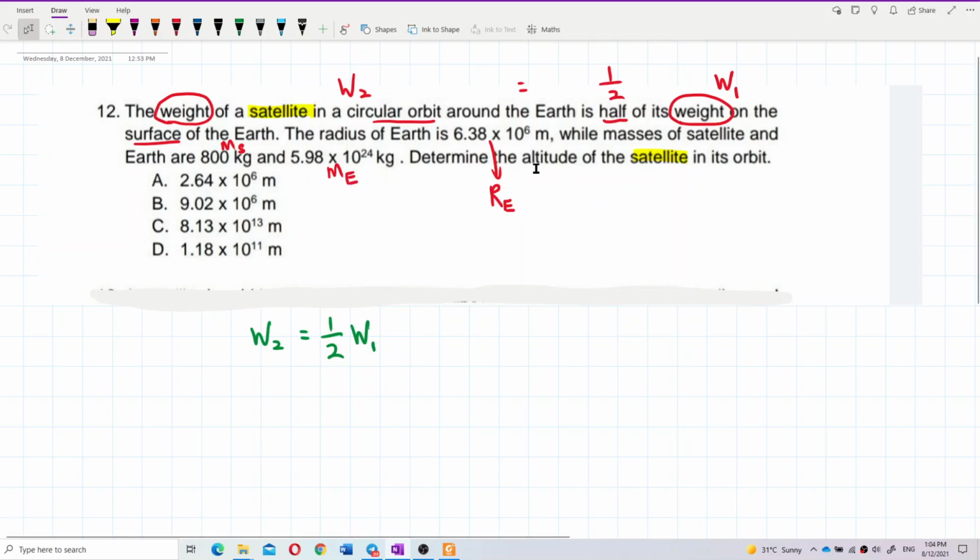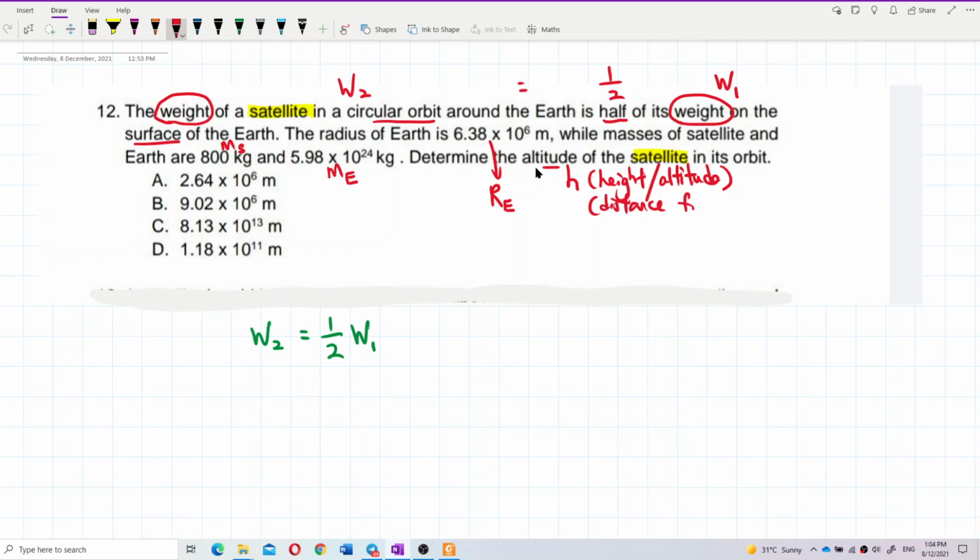Okay, now we need to find the altitude. Altitude is h. Sometimes you call it height, or altitude, or what? Distance from the surface of Earth. That's the altitude from the surface. We need to find h.